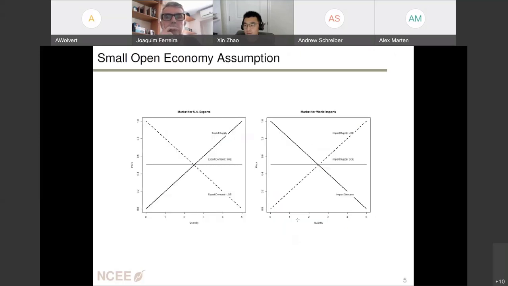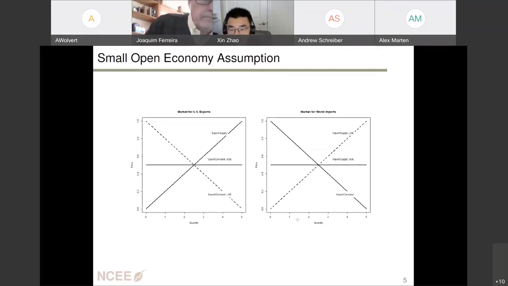And so, just to set the stage for everybody, not that anyone needs it here, what do we exactly mean when we're talking about a small versus a large open economy? So here we have a graphical depiction of what's going on. On the left side is the market for US exports. There's an upward sloping supply curve that a single country model would incorporate. So exports supplied by the given country.